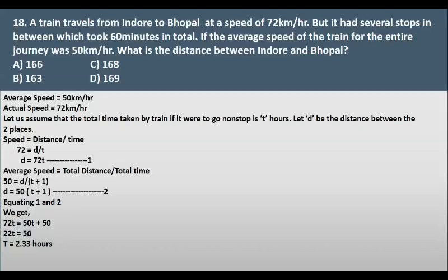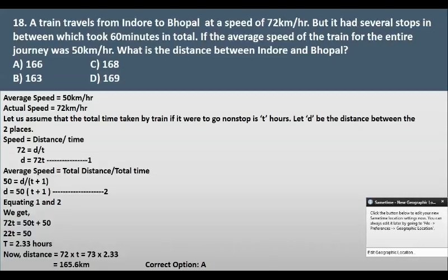Now we come to the final part of the problem where we need to calculate the distance between both the places. This is really simple. We can substitute the value of t to either equation 1 or to equation 2 to find the final answer. Let us substitute this to equation 1. So the final distance would be equal to 72 into t, which in turn would give us 165.6 kilometers. If we go back to the options, we see that option A is 166, and that is the closest to 165.6 kilometers. So the correct answer is option A.